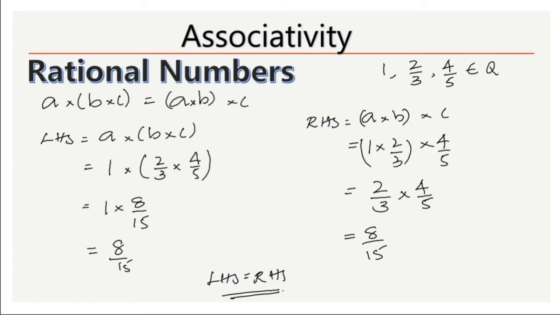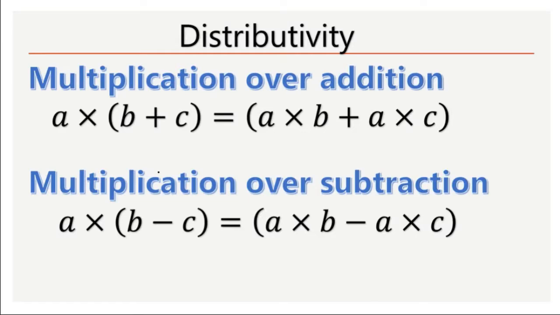The next important property is called the distributive property. It is also known as distributivity. Here, the distribution of multiplication over addition and over subtraction is being done. So whenever a is multiplied to the sum b plus c, it can be written as a into b plus a into c. If you observe, the product is being distributed to both b and c.